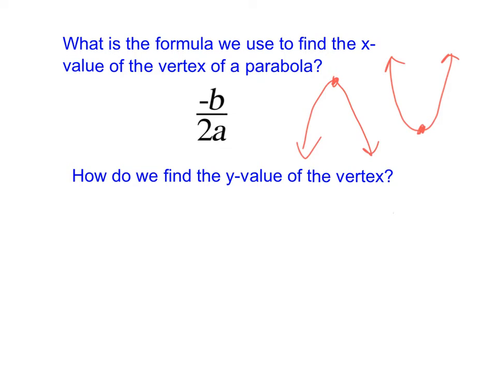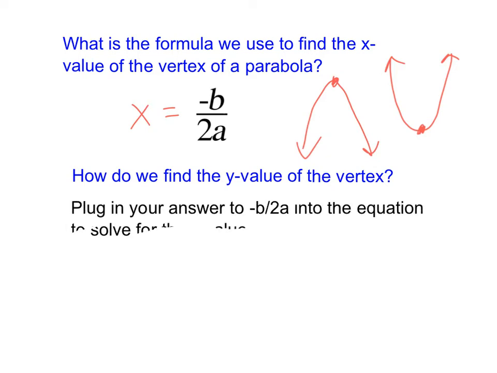So this is the x value, right? That's the x value. How do we find the y value then? Well, we take our answer, and we're just going to plug it into the equation. Right? So plug in your answer to negative b over 2a into the equation to solve for the y value. So our vertex is always a point, right? It's that negative b over 2a, whatever we get there, and then our y when we plug in.